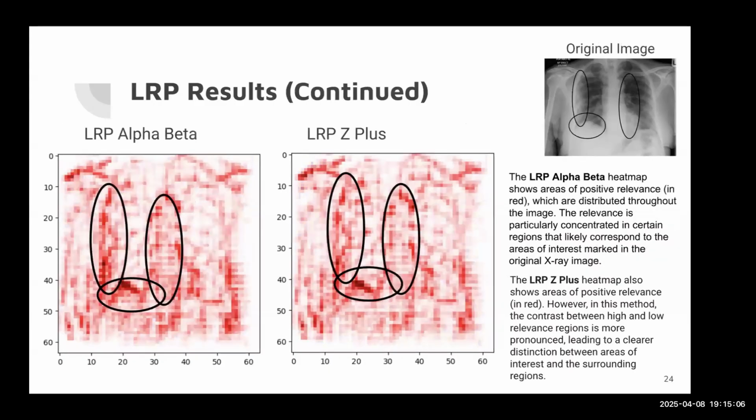LRP alpha beta and the LRP Z plus. We could see that they don't have negative relevance, which is the blue highlights, but we could see that the positive relevance is concentrated in certain regions that correspond to the areas of interest marked in the original X-ray. And although LRP alpha beta and LRP Z plus look very similar, we could see that LRP Z plus has a higher contrast between high and low relevance regions, and it leads to a clearer distinction between areas of interest and surrounding areas.